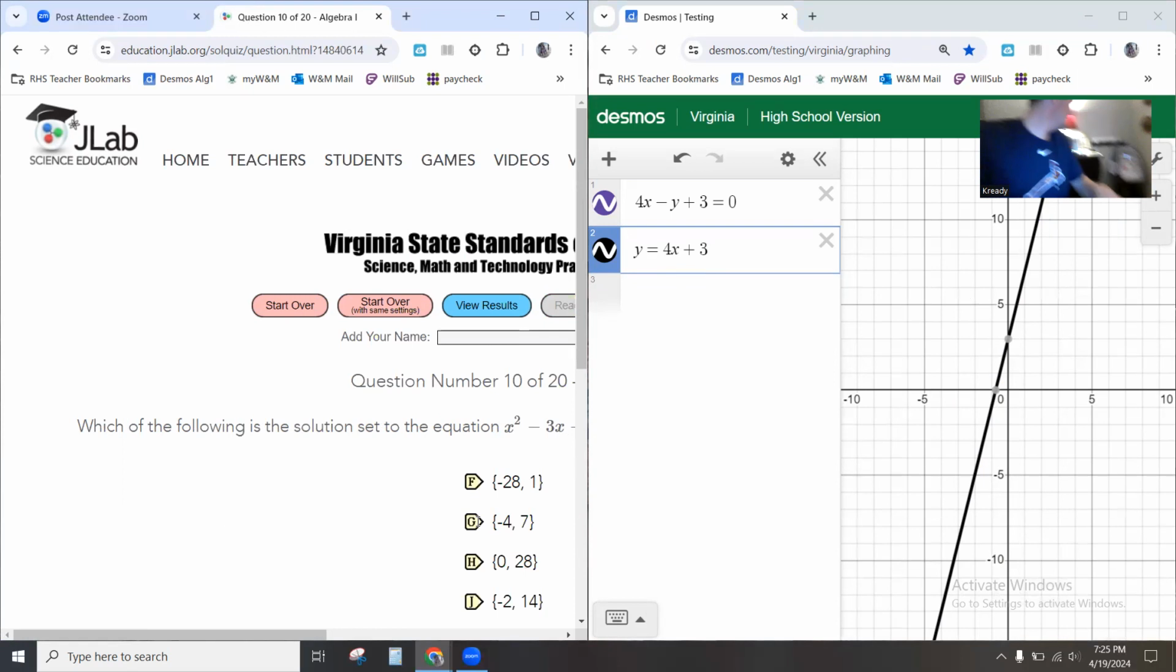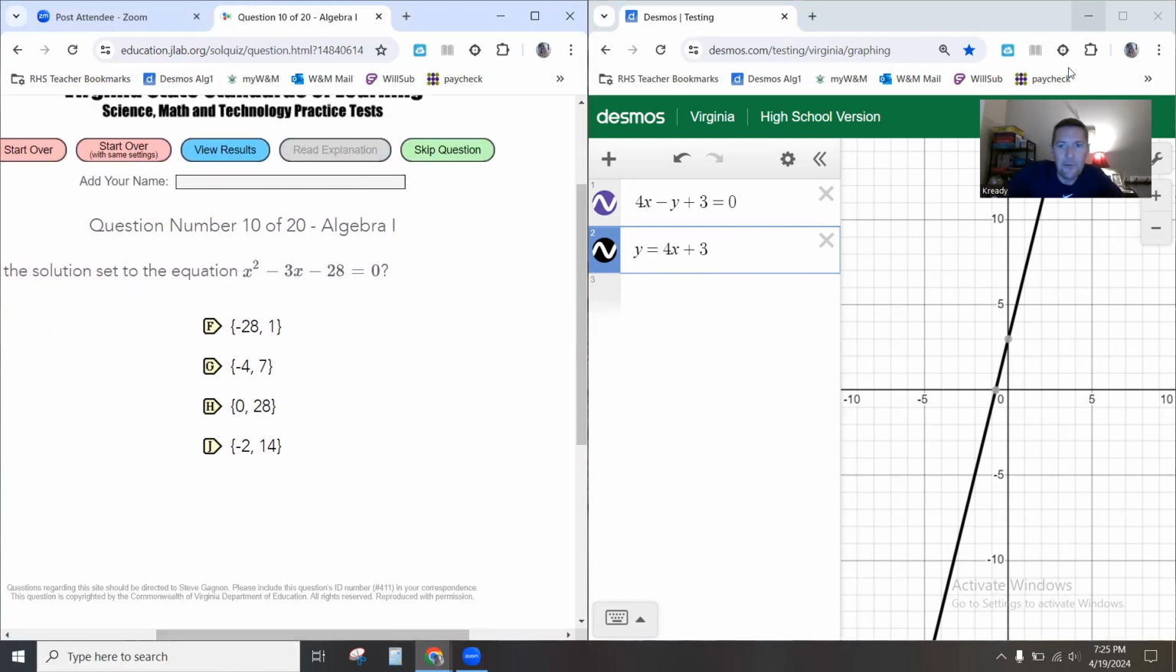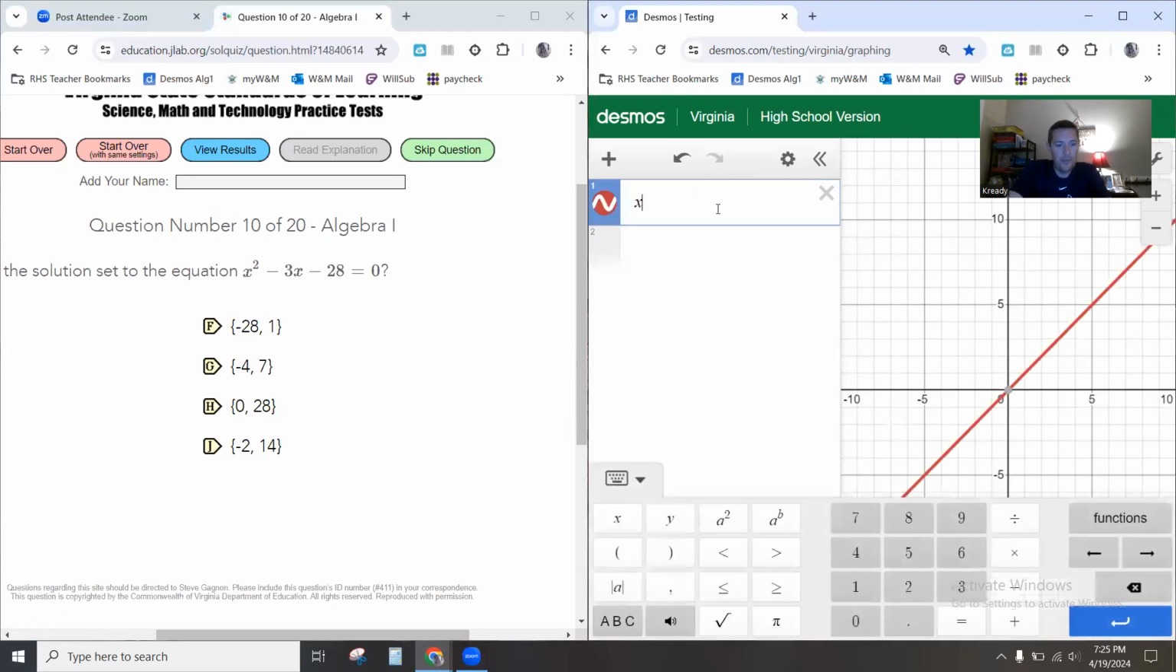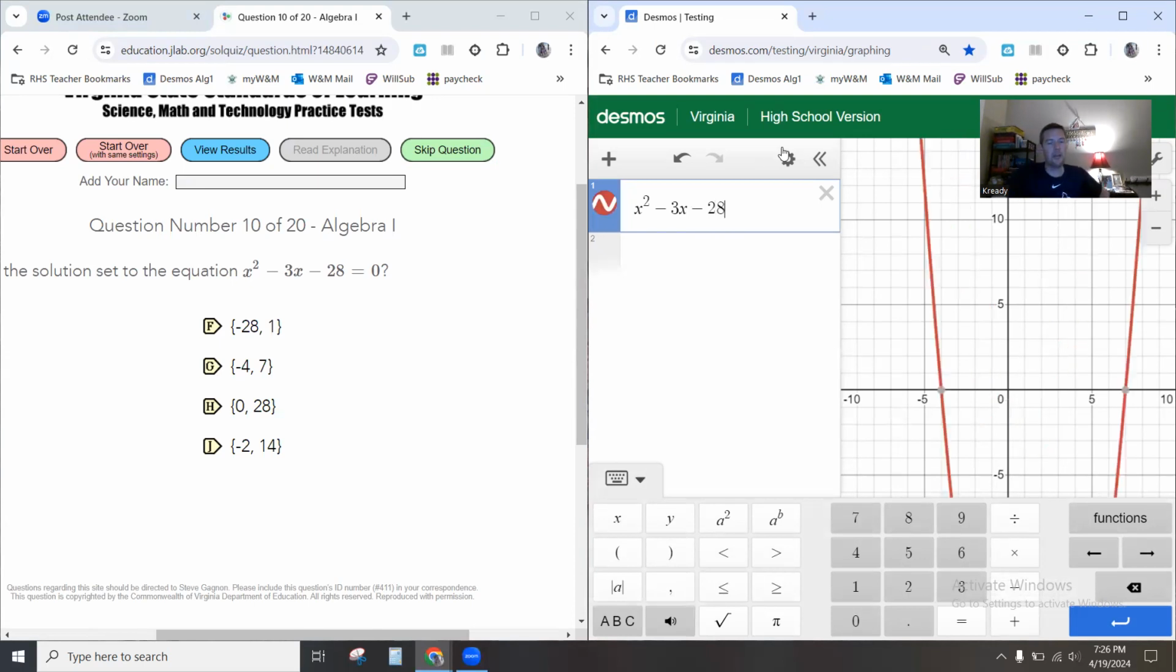No, you don't want to look at it? Okay. All right. So here, solution set. Okay. It's asking for 0. Plug it in. Go ahead and what you doing? All right. So x squared minus 3x minus 28. Okay. Don't have to do the 0 equals 0. Tell the kids it just kind of doesn't change the roots.